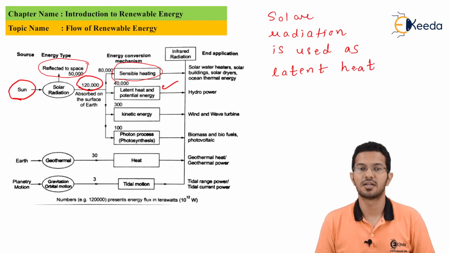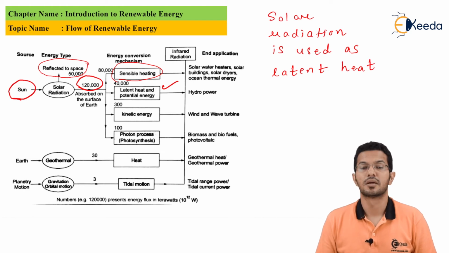Now you will understand the concept of latent heat. I will show you the diagram that will clear your latent heat concepts. Here in the diagram you can see water at 80 degrees Celsius, which first gets heated up to 100 degrees Celsius. This heat is used as sensible heating.